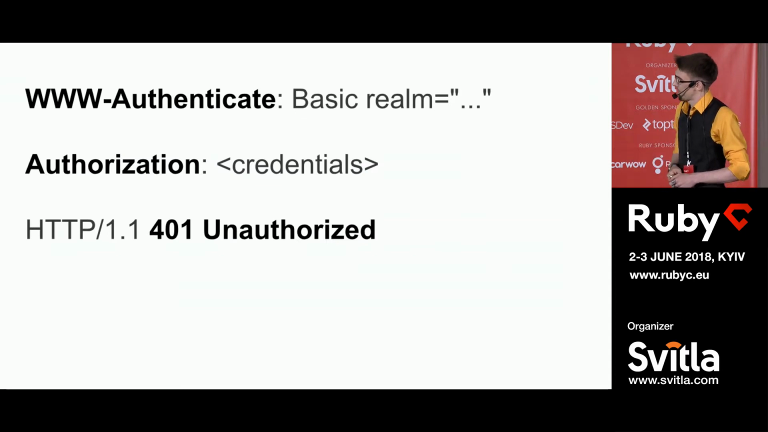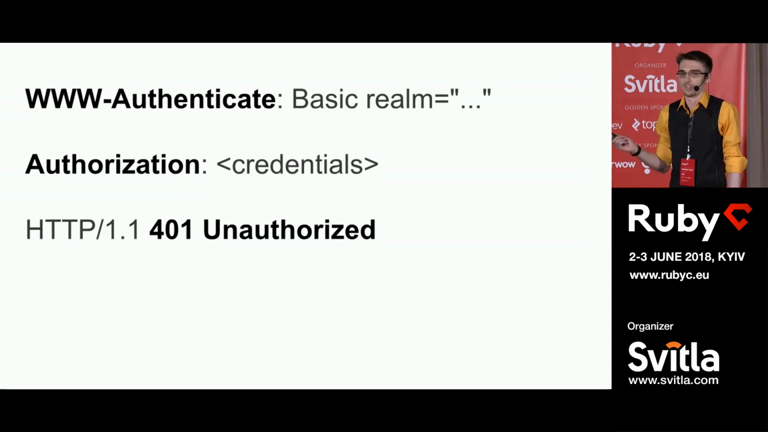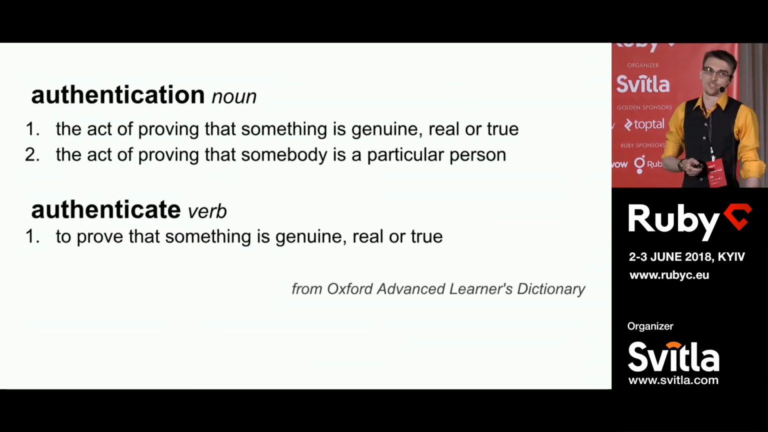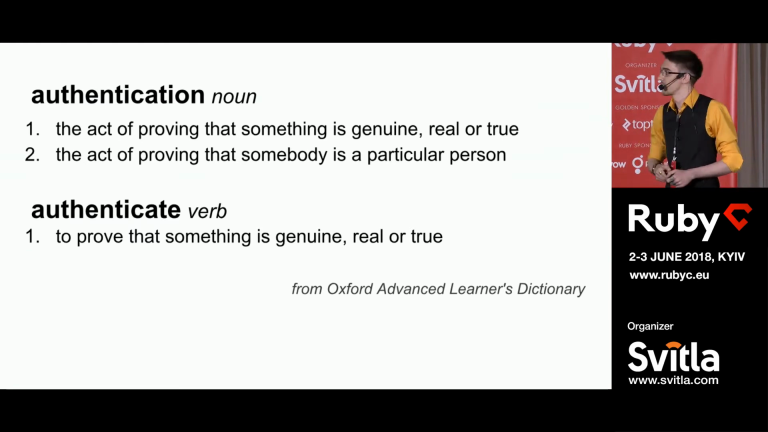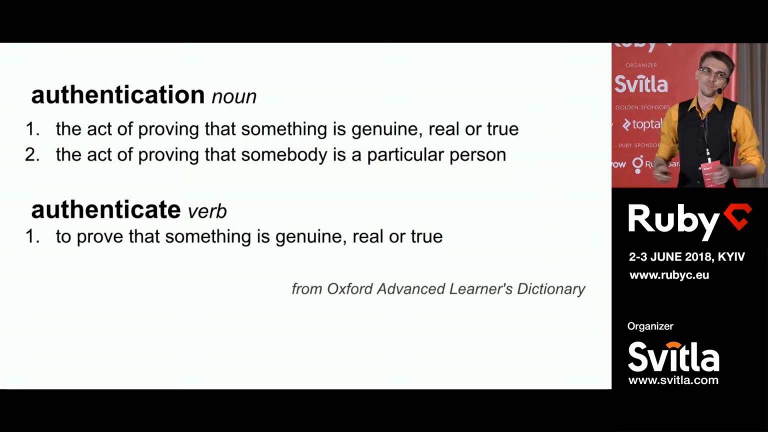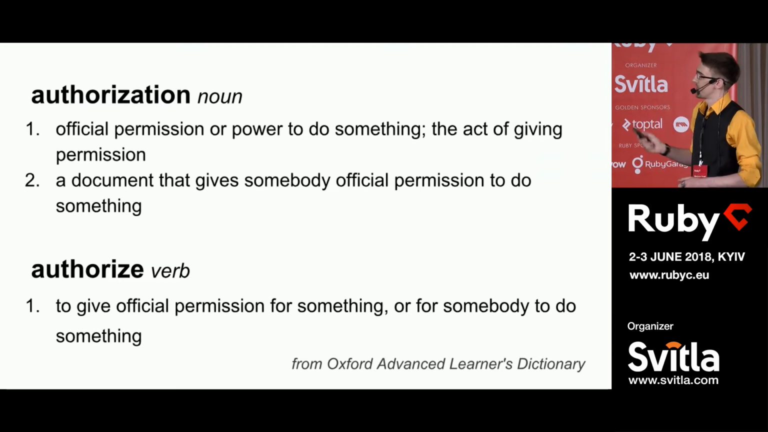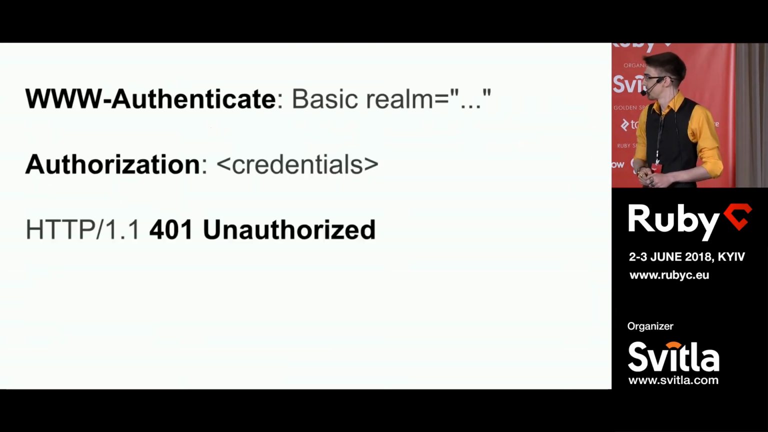So back to this question. Actually, it's quite easy to answer why the things are called the way they are. We need just to look at the dictionary. So authentication is the act of proving that something is real. Authenticate is to prove that something is real. And authorization is some permission or something that proves this permission, like a document or maybe some token. And authorize is to give permission.